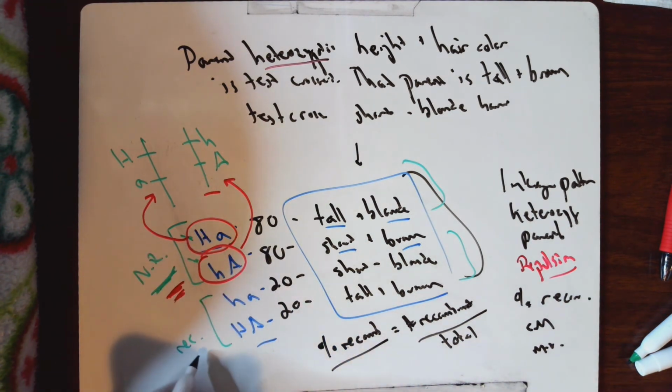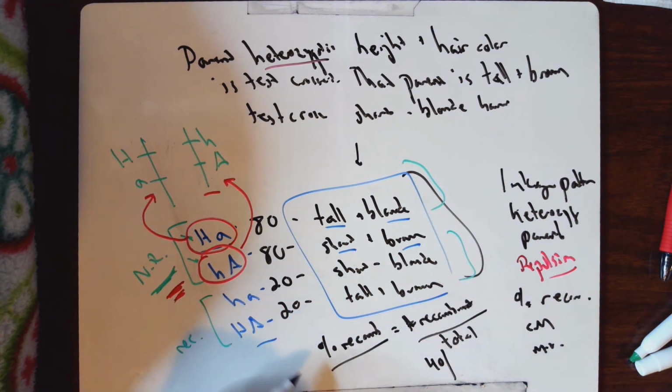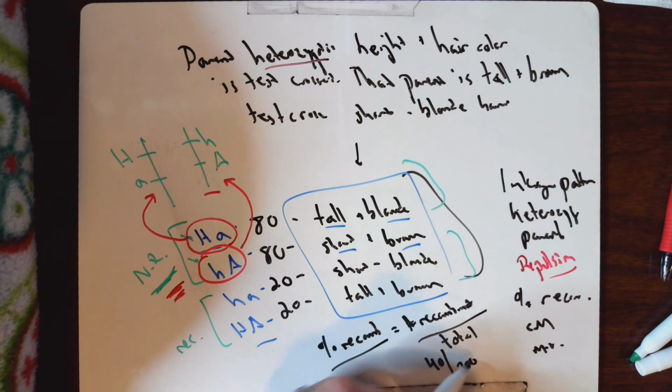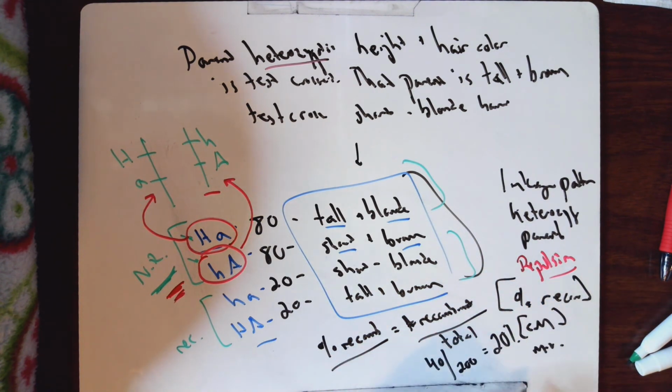And so we go back to what we said here. The number of recombinant offspring, well, 20 plus 20 is 40. And the total number of offspring here is 200. And so if we do that math, we get 20%. 20% recombination, 20 centimorgans between these genes, 20 map units between these genes.